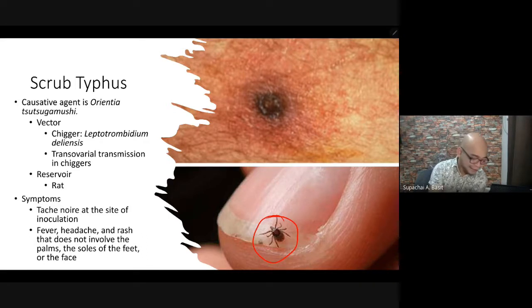And where can we find chiggers? Chiggers are found in rats. Naku, talagang napakadami talagang dalang sakit ng mga daga, no? Okay. So, symptoms, again, you're familiar with this already. There will be an eschar at the site of inoculation. This is characterized by fever, headache, and rash that does not involve the palms, soles of the feet, or even the face. So there are no rashes on the face.